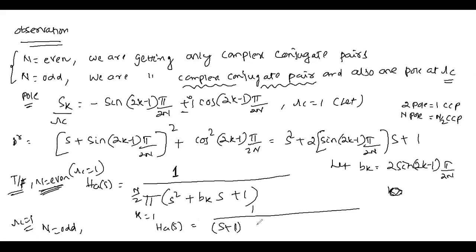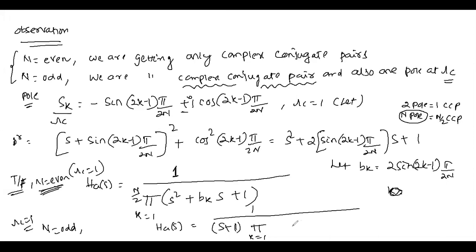So s plus 1 multiplied by the product over k equals 1 to something. Now see, out of n poles, one pole is at minus 1. Then how many poles are left? Out of the n poles, we have one pole at minus 1. Okay, clear? Then how many poles are left?